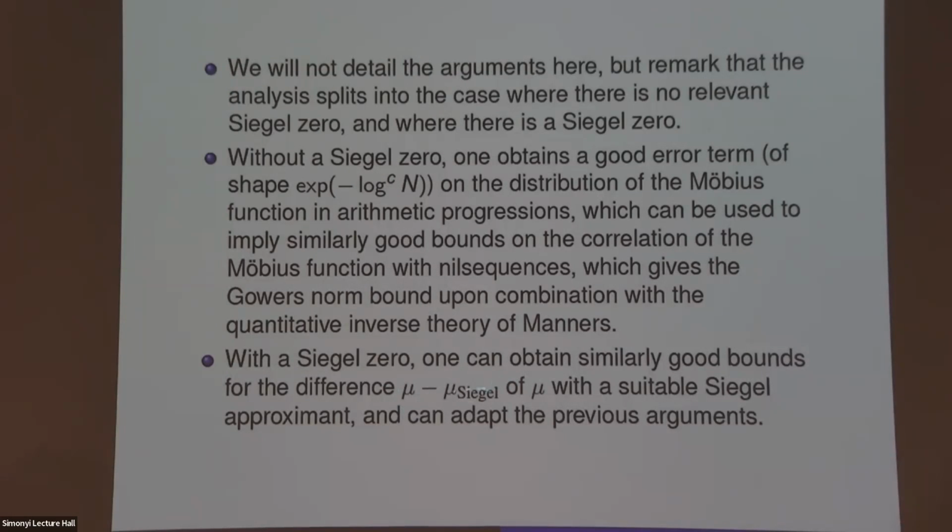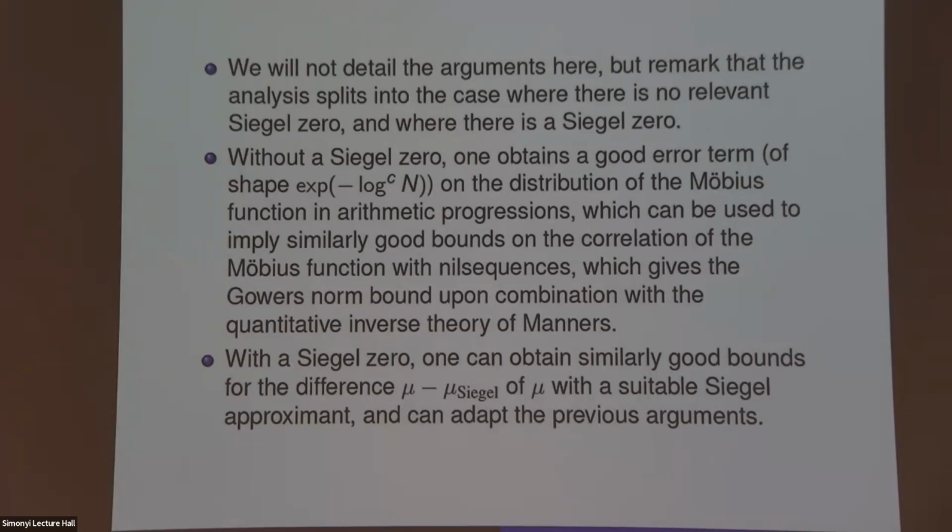You actually have to choose this approximation quite carefully, but you can do it, and you actually still get effective bounds on that. And so the same argument gives you good uniformity bounds on this difference. And then the Siegel approximation is simple enough that you can control the uniformity norm of the Siegel approximation by hand. And you can also get bounds of log type. In fact, I think even log type for the Siegel approximant, and even still effective.